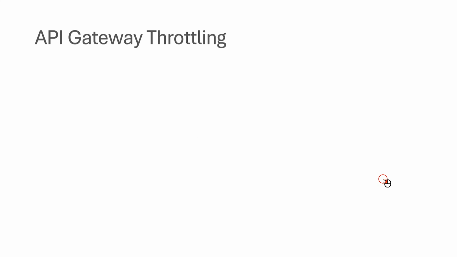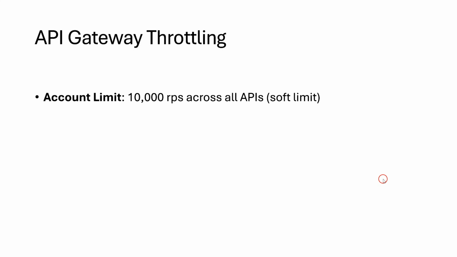Moving on to the next slide, that is related to API Gateway throttling. So now let's discuss throttling. Usually we know API Gateway imposes an account level limit of 10,000 requests per second, that is RPS, which is a soft limit. That means you can increase it upon request. You can increase this 10,000 requests per second at the account level. Remember, this is an account level limit.